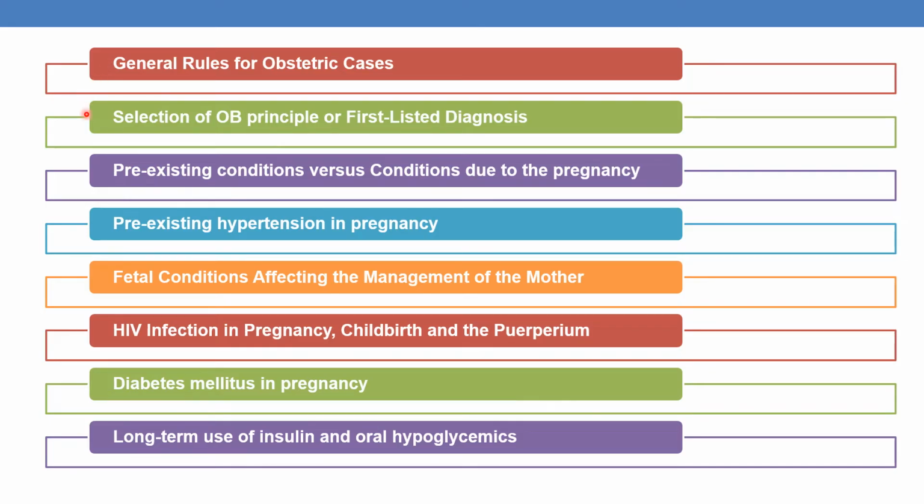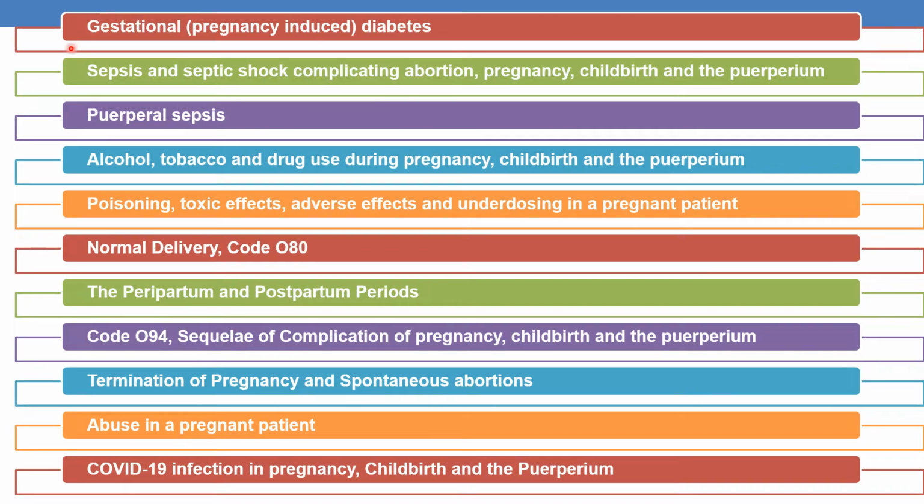The overall guidelines are: the first one is general rules for obstetric cases. The second is selection of OB principal or first listed diagnosis. The next is pre-existing conditions versus conditions due to pregnancy. The next is pre-existing hypertension in pregnancy. And the next is fetal conditions affecting the management of the mother, HIV infection in pregnancy, childbirth and puerperium, diabetes mellitus in pregnancy, and long-term use of insulin and oral hypoglycemics. The next is gestational diabetes. The next is sepsis and septic shock complicating abortion, pregnancy, childbirth and puerperium.